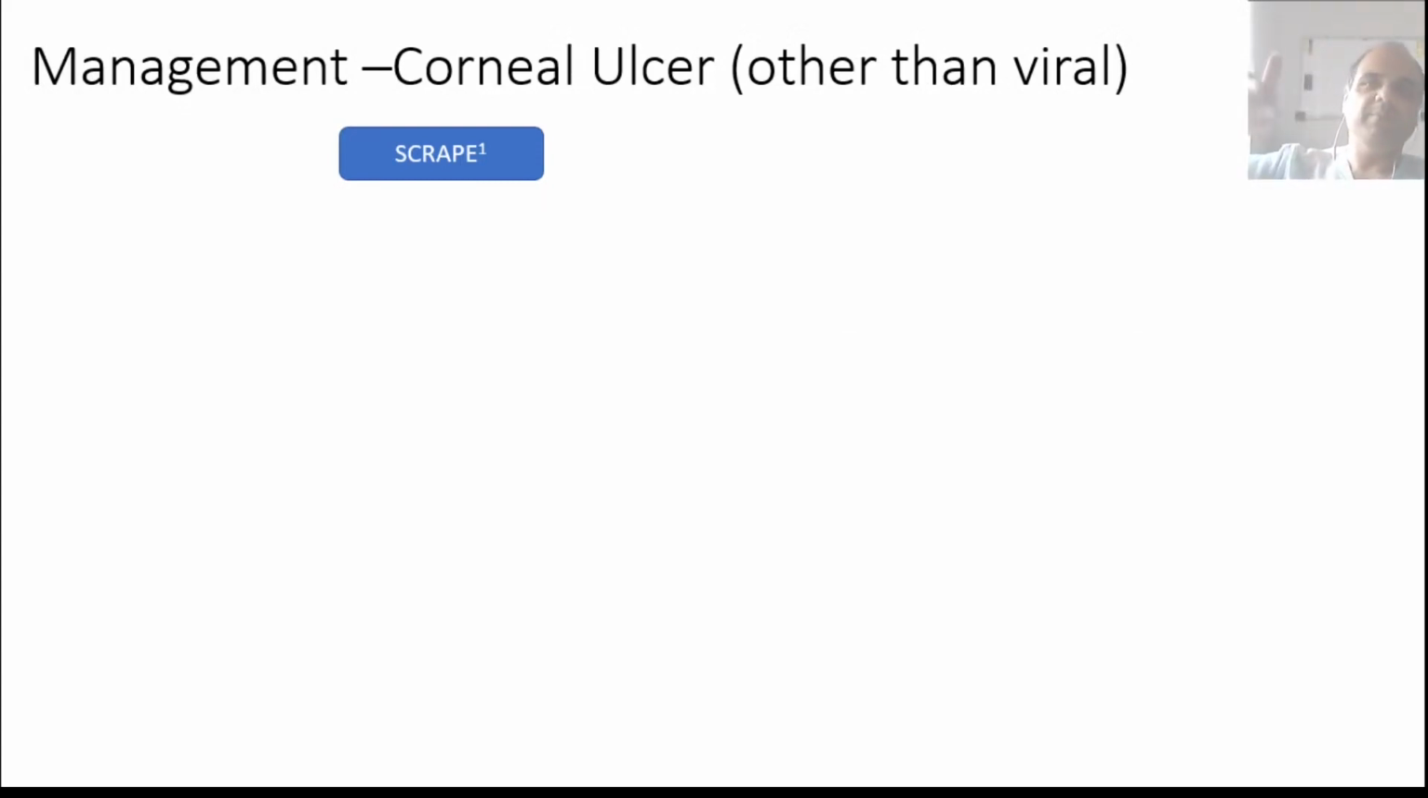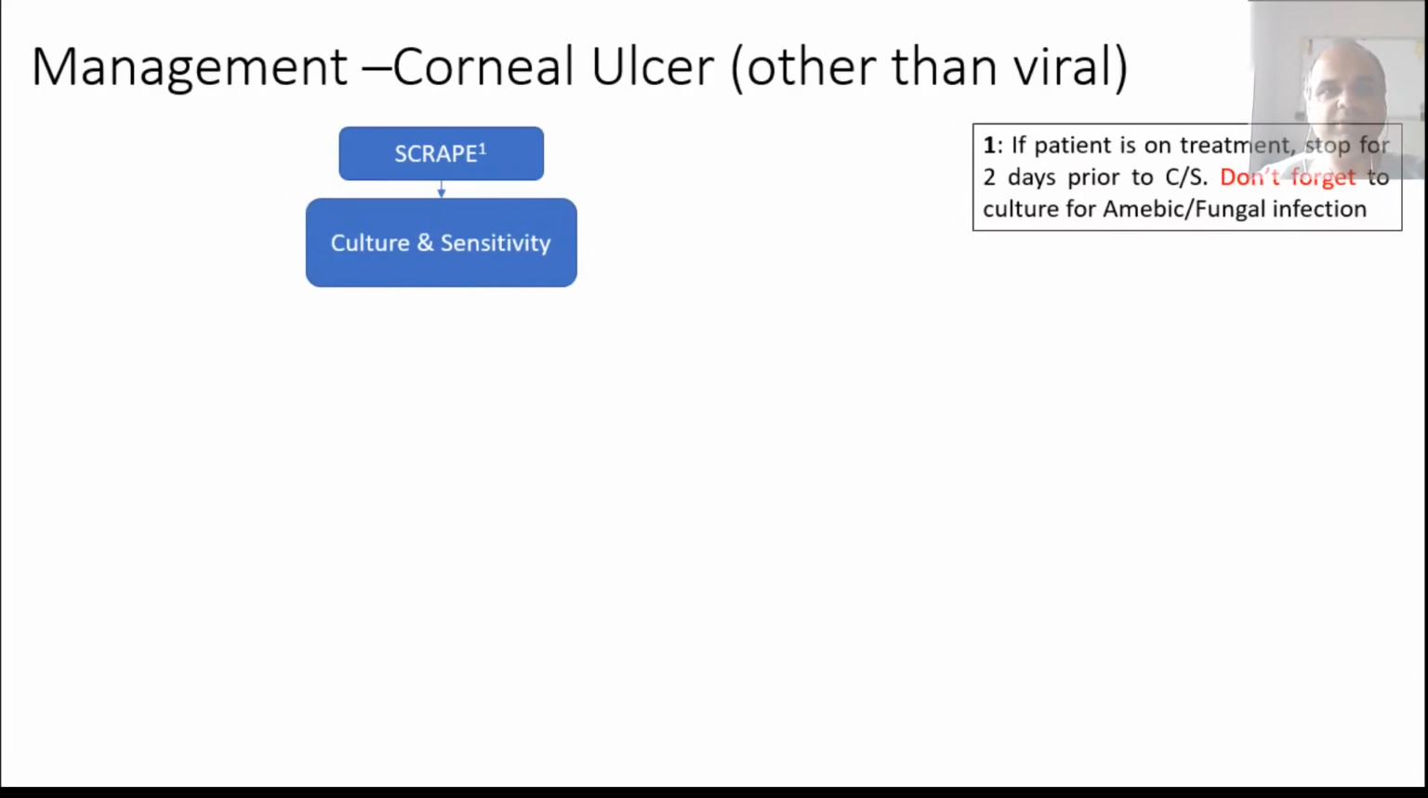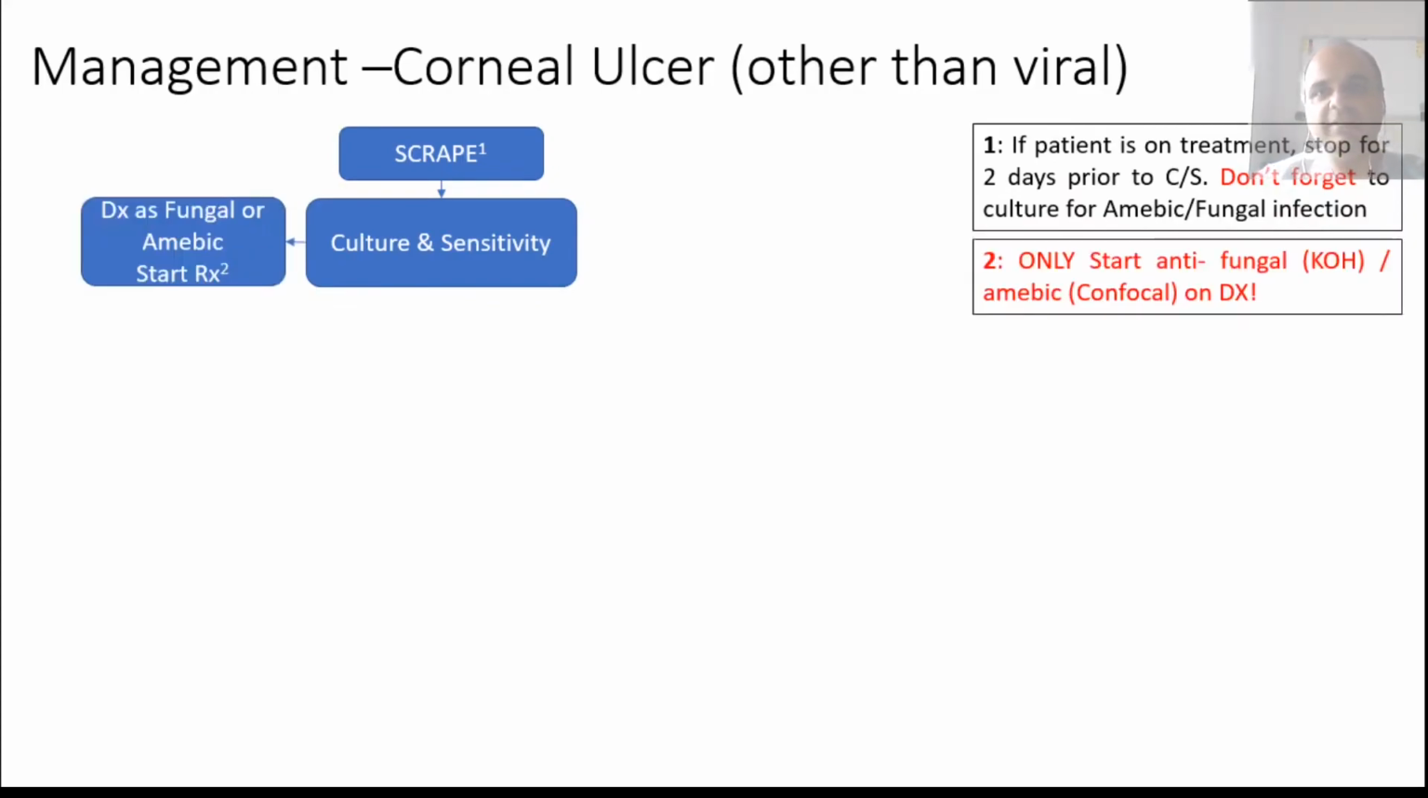So this is a rather elaborate outline plan for management of a corneal ulcer other than viral. Viral is going to come up. So you scrape, do culture and sensitivity. If a patient is on treatment, stop for 2 days prior, as we talked about, and also remember to culture for amoebic and fungal infections. If it's diagnosed as amoebic or fungal, you start the appropriate treatment, but not without diagnosis. Once you have sent all of your specimens for culture and sensitivity, you can start an empirical antibacterial treatment. Obviously, even your amoebic and fungal cultures will not come back immediately. So you start your empirical antibacterial treatment.